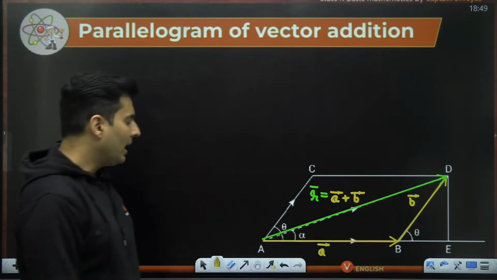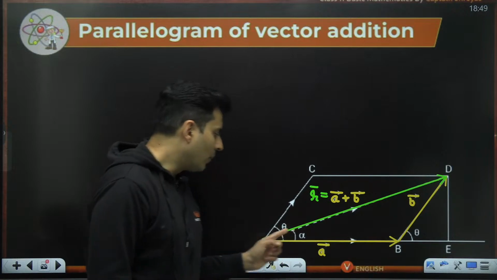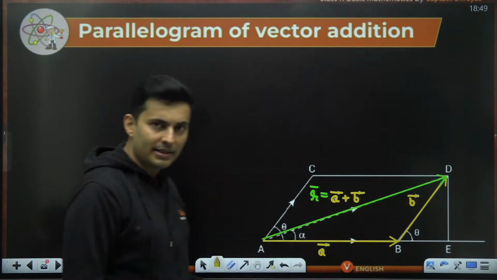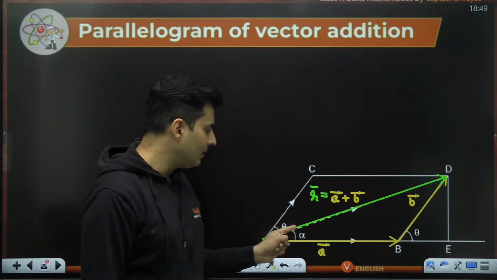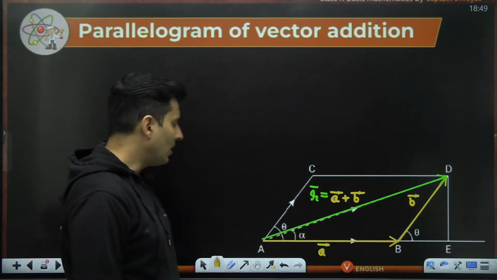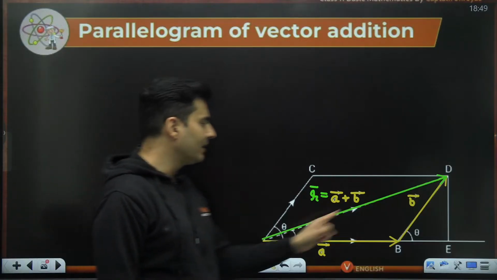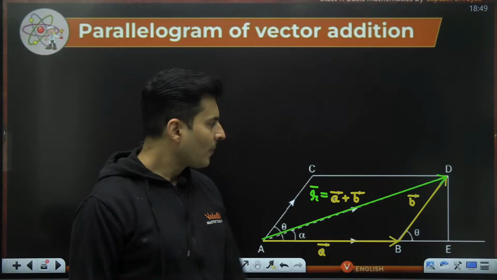I want to find out the magnitude of the resultant. I also want to find out the angle which the resultant makes with any of these vectors. So our aim, our target, is to find the green vector and in what direction it is. That's the whole idea.